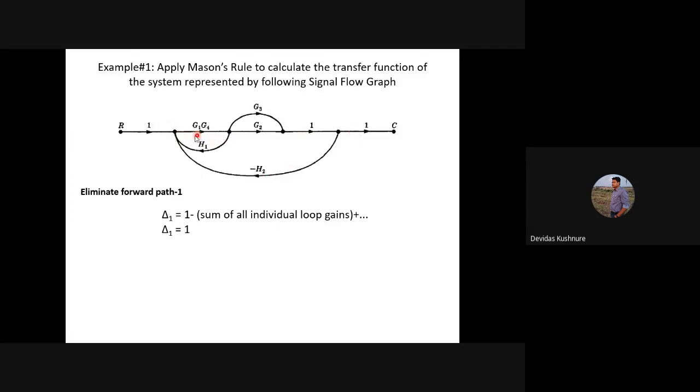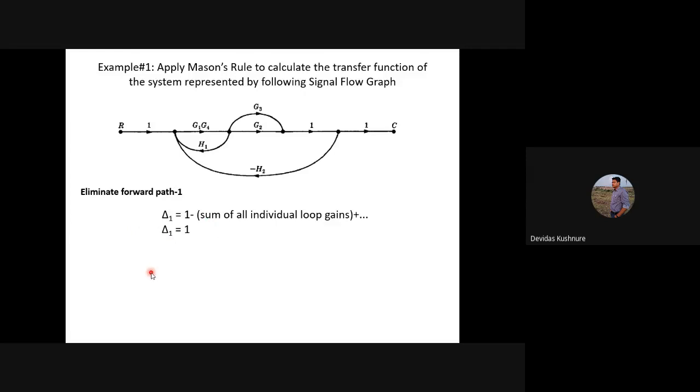that is also going to touch the forward path at these points. So there is no loop which is not touching this forward path. Hence the value of delta is 1 minus 0, because none of the loops are non-touching to this path. All the loops are touching this path, so it is 1 minus 0. So delta 1 is 1.